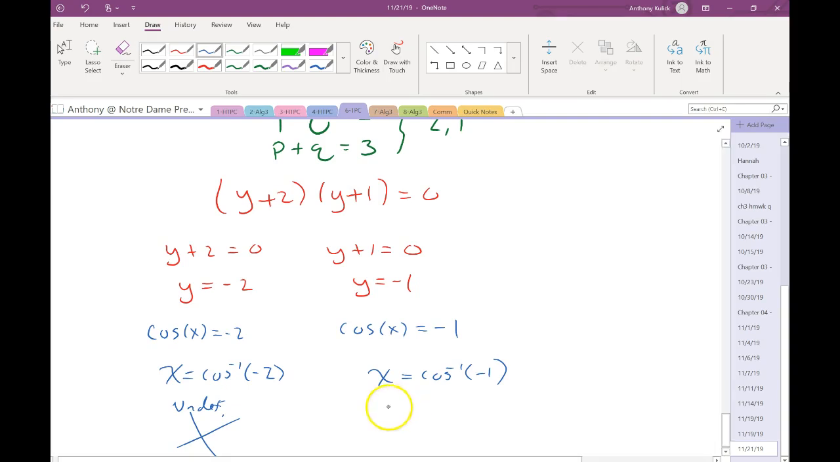Okay, let's worry about the other piece. Cosine inverse of negative 1 we just did. We saw that was pi. So that's the only answer for this problem. Okay with that? Let's stop here.